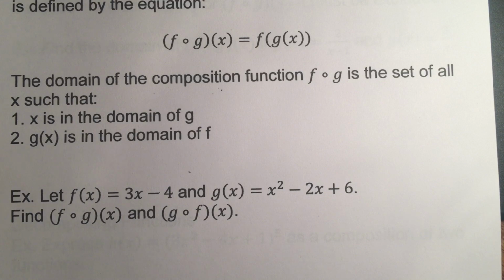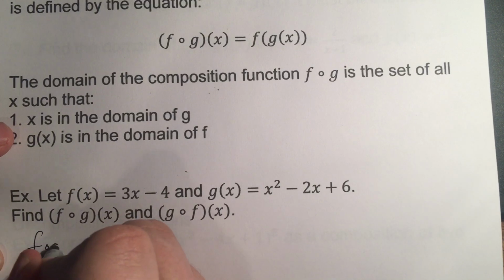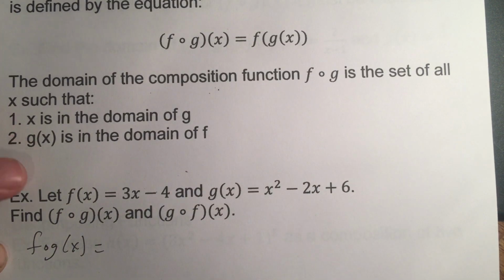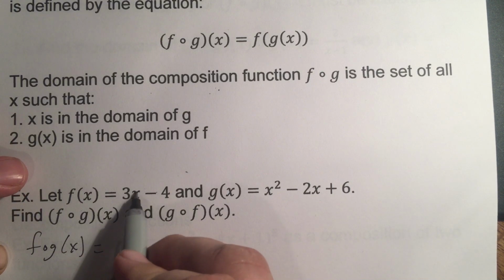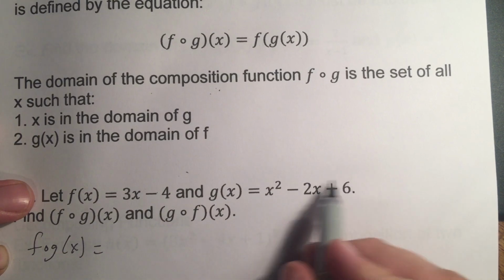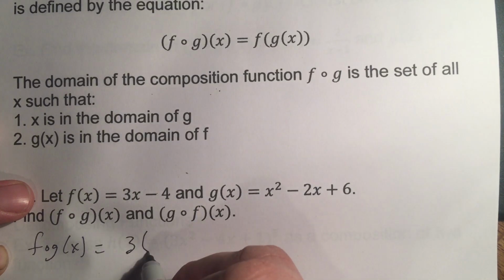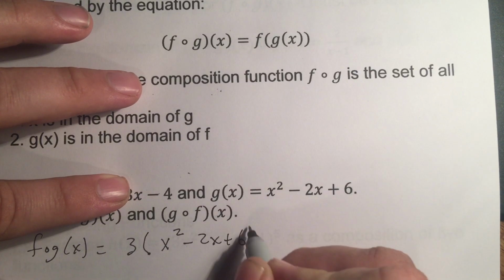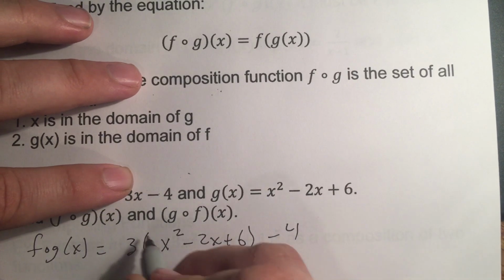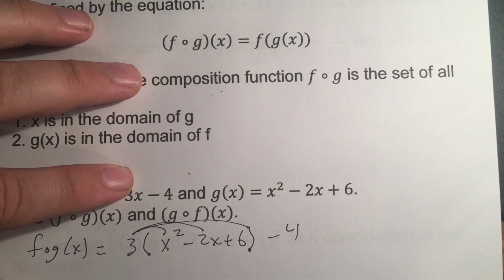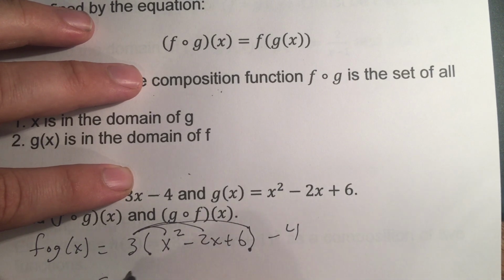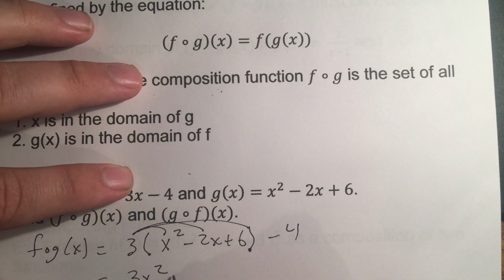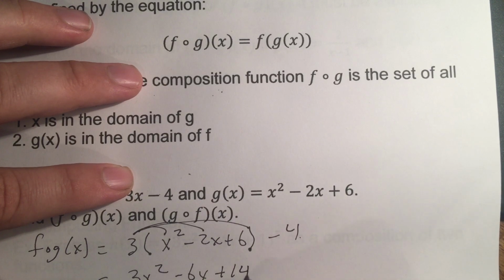So if we look here, we're going to do f of g first. What that means is we're going to replace, well, really there's just one x in f, with this function. So it'd be 3 parentheses, that x gets replaced with g of x, squared minus 2x plus 6, and then it's minus 4, so we'll distribute the 3 in. 3x squared minus 6x, 3 times 6 is 18, 18 minus 4 will leave us plus 14.